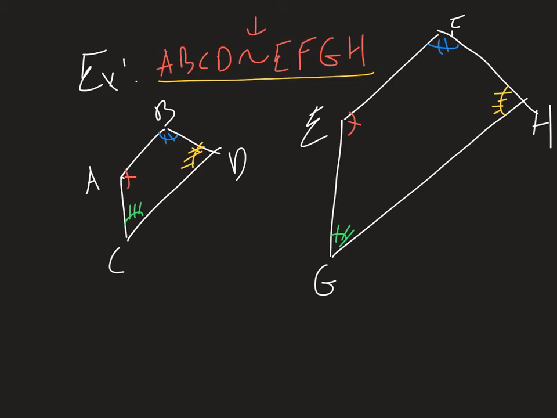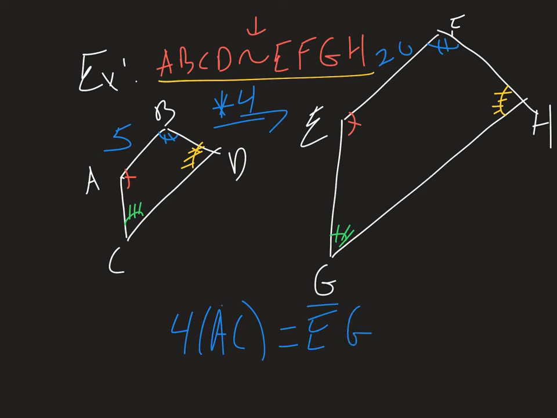Now, hypothetically, if I was given a side length, say AB was 5 and EF was 20, this would mean that the rest of these sides are scaled up by a factor of 4. So I could say 4 times AC is equal to EG, for example. Or I could say a fourth of EG is AC. There's a lot of ways we can use this to our advantage. Basically we can set up proportions to solve for missing lengths. That's just one thing that's useful.